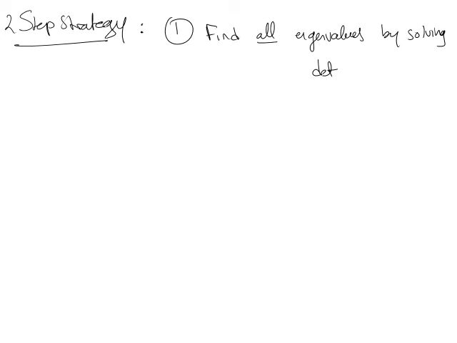So if you put these ingredients together, we get a two-step strategy for computing eigenvalues and eigenvectors. The first step is to find all the eigenvalues by solving the characteristic equation, determinant of A minus lambda I equals 0. The lambdas that solve this equation will exactly be the eigenvalues. And now, let's say you do this and you find eigenvalues lambda 1 through lambda k.